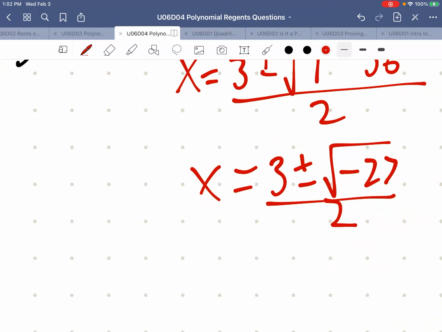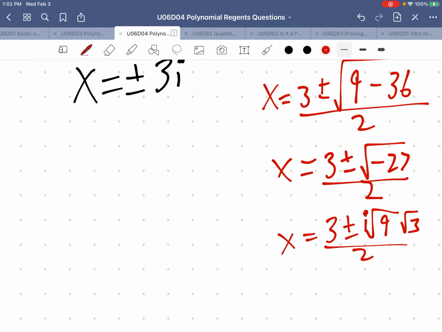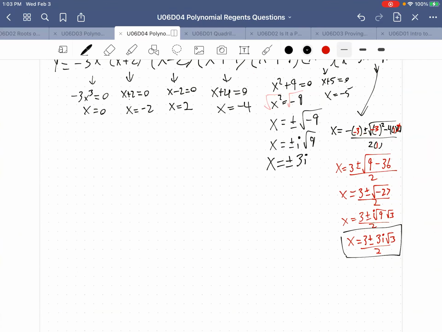The largest perfect square factor that goes into negative 27 is going to be negative 9, so we're going to keep the 3 here, plus and minus. This will become radical, well, there'll be an i here, a 9, and a 3. All of this is over 2, so we get x equals 3 plus or minus 3i radical 3 over 2. Now, if there was a common factor of 3, 3, and 2, we would be able to simplify. Since there isn't, this is our final pair of roots.